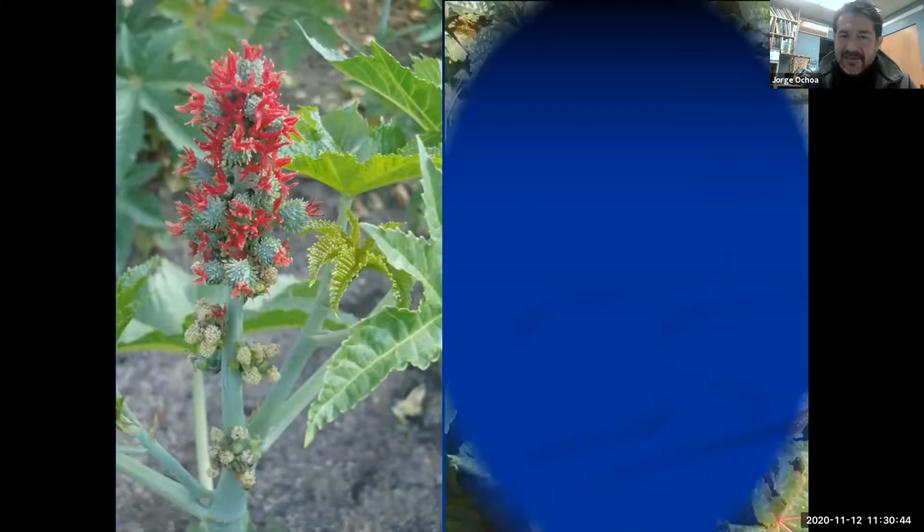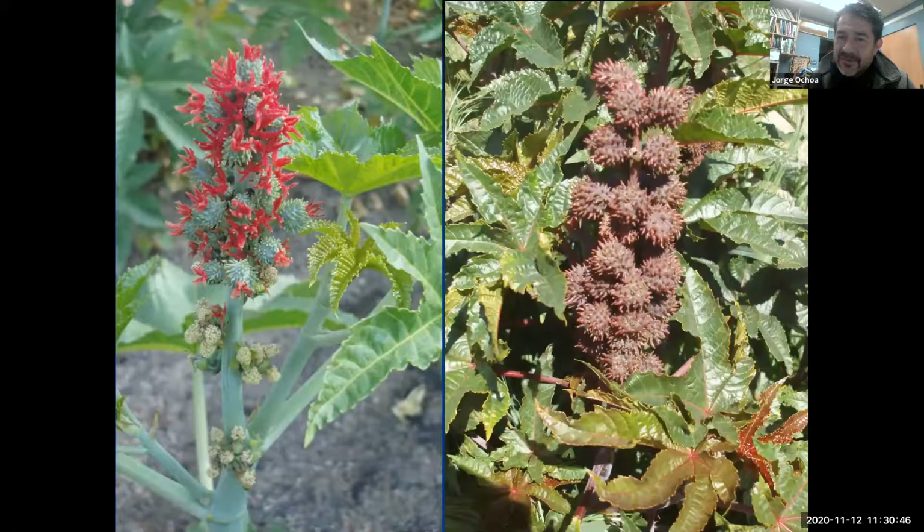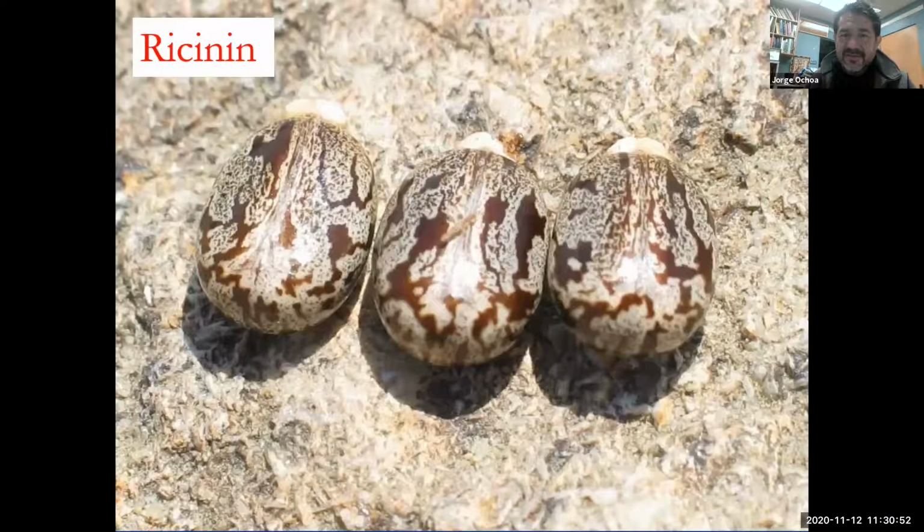So here are the female flowers with the bright colorful stigmas. The female flowers are going to be on the top portion of the flower cluster, and the male flowers, you can see them below. They have nothing more than those stamens. And here's the fruit. The fruit will usually be three capsules, each one with one specific seed. And here are the seeds.